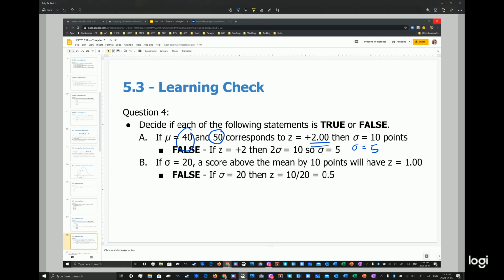For B, if sigma is 20, then no. A Z score of 1 would not say that a score is above the mean by 10 points. A Z score of 1 means 1 standard deviation away, and that would mean 20 points above the mean. When the standard deviation is 20, a score of 10 above the mean would actually have a Z score of 0.5 because it is half a standard deviation away from the mean. 10 is half of 20.